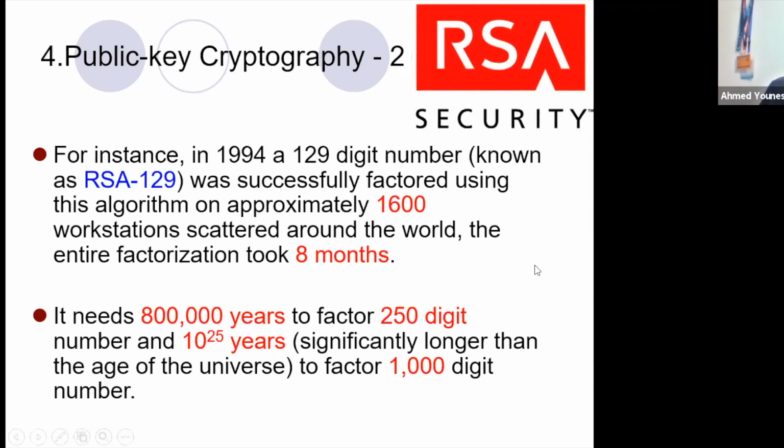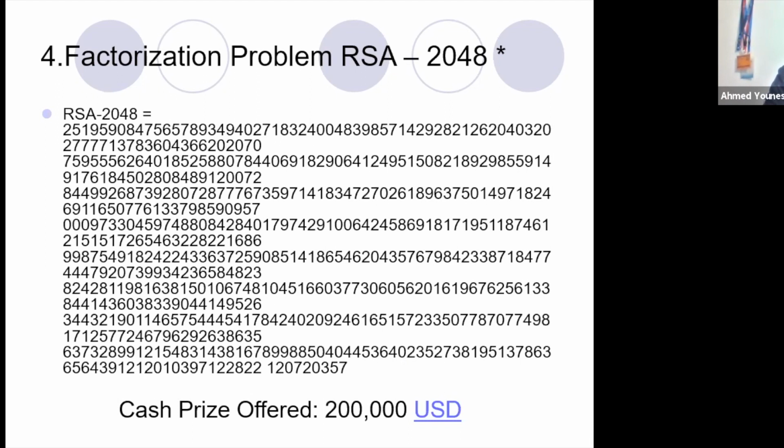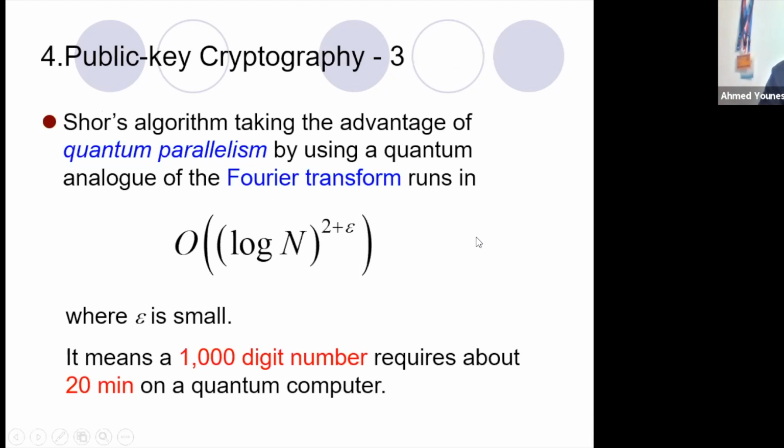This is a current challenge, RSA-2048. If you are interested in such problems and want to factorize this number, the organization that published this number offers you a prize of 200,000 US dollars, so you can start working on it if you have time. But actually, you can use a quantum computer to solve this problem, because Peter Shor invented a quantum algorithm that works only on quantum computers and can factorize this 1,000-digit number in only 20 minutes, if we have a real quantum computer today.